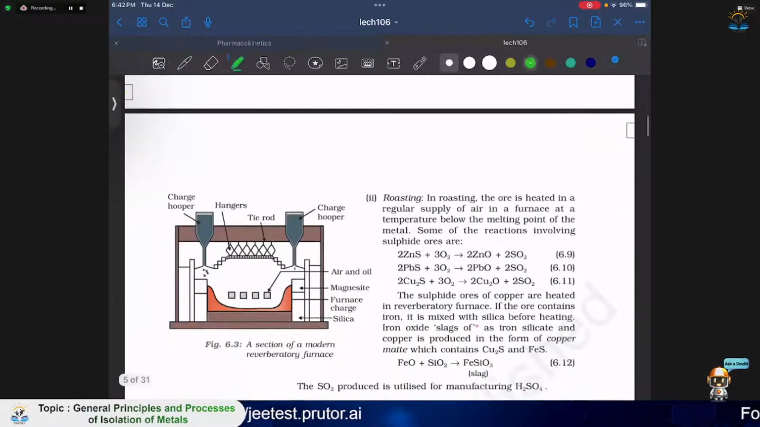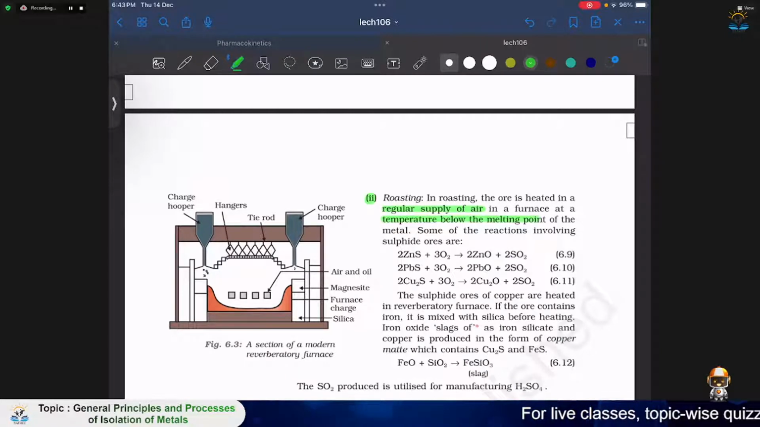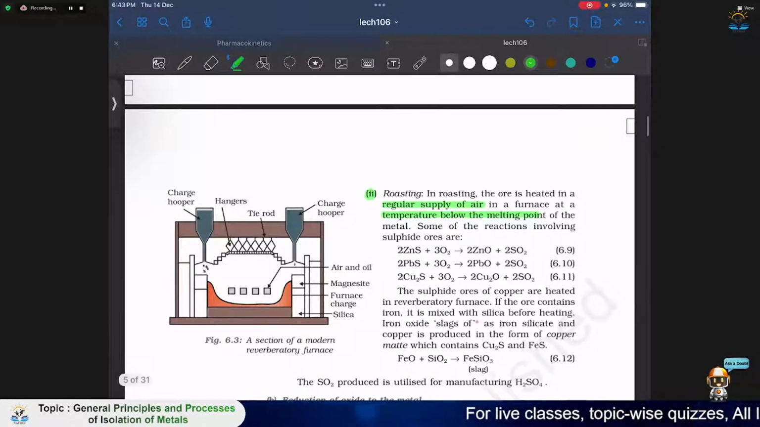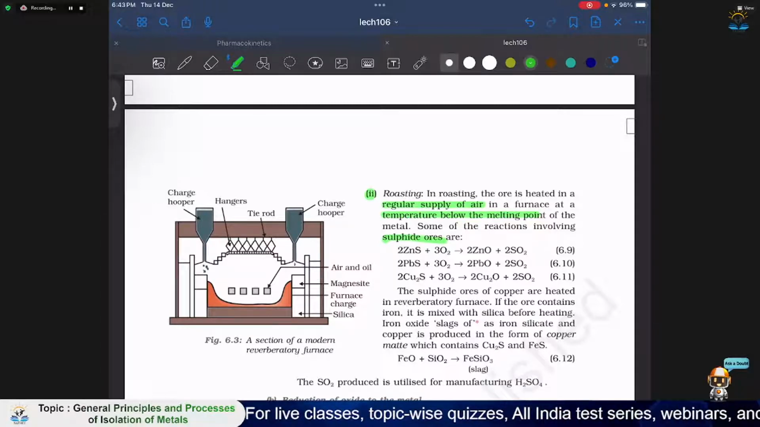What is roasting? Same, you heat the metal, but here you heat it in a regular supply of air, at a temperature below the melting point of the metal. This is usually done for sulfide ores. See, zinc sulfide, lead sulfide, copper sulfide, all heated in presence of oxygen will give a common thing called SO2 and the corresponding oxide.